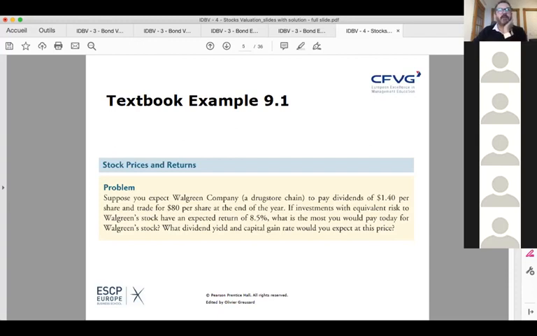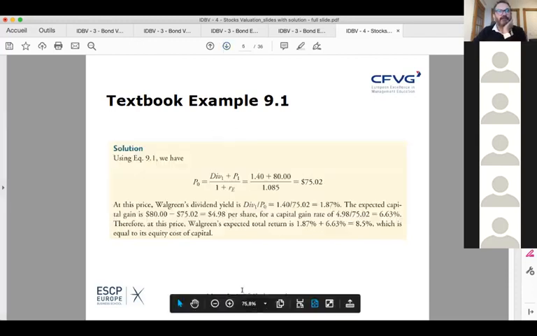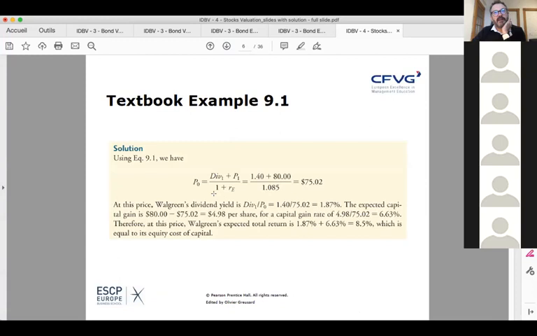Okay, so I think this is time to have a look at the solution. As I said, the first step was to calculate P0. So it's dividend 1 plus P1 divided by 1 plus RE. It's quite simple: 1.40 plus 80 divided by 1.085, 75.02.